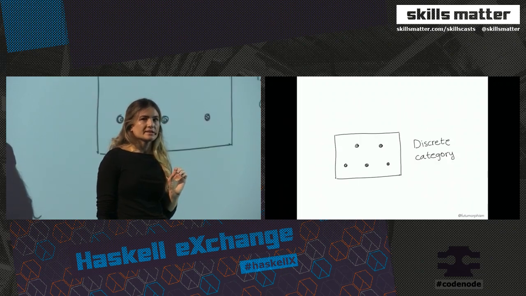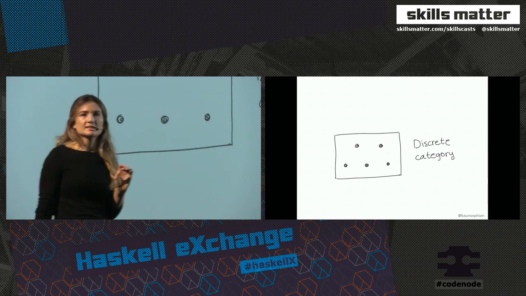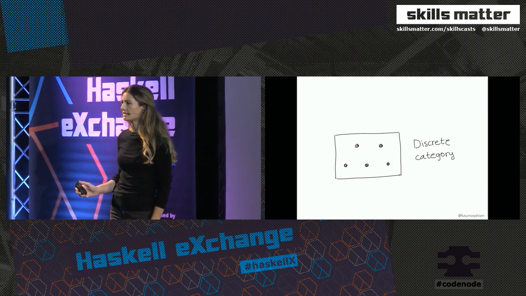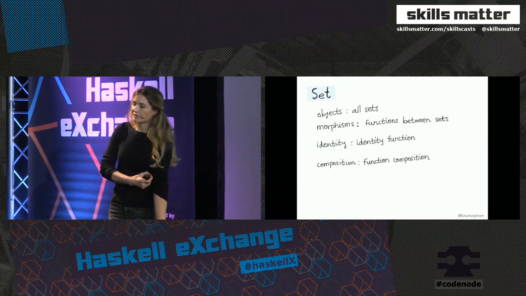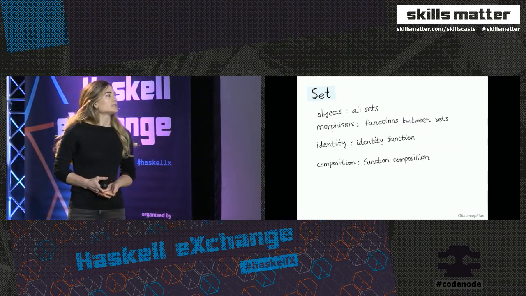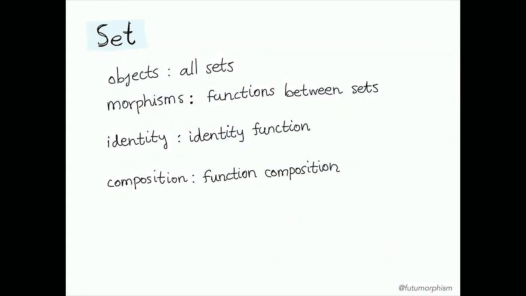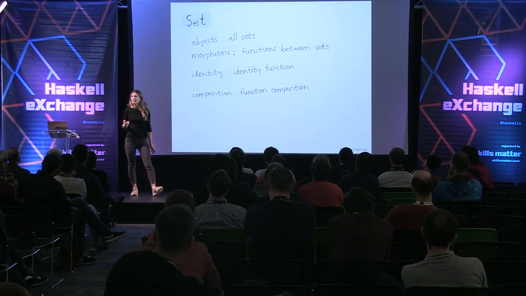A category is called discrete if it has no other morphisms other than the identities. So this is like a set that just has an identity on every element. And an important category that comes up a lot is called Set, the category of all sets and functions. In this category, the objects are all the sets. Morphisms are functions between sets. Identity is a function that just returns its argument. And composition is the normal function composition.